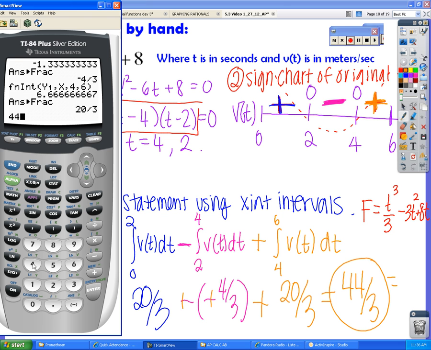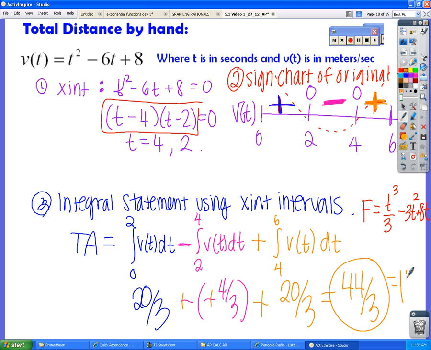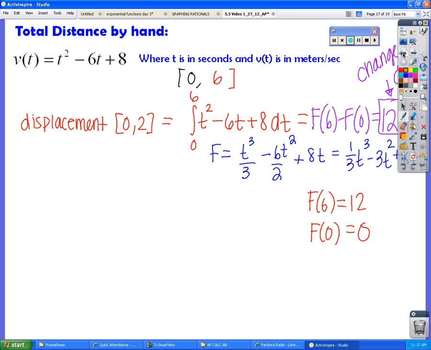44/3 is 14.66666, 3 decimal places. I put the line there for you so you know it keeps going, but that's obviously bigger than the answer I got before, which was 12. The area was bigger in the second problem.